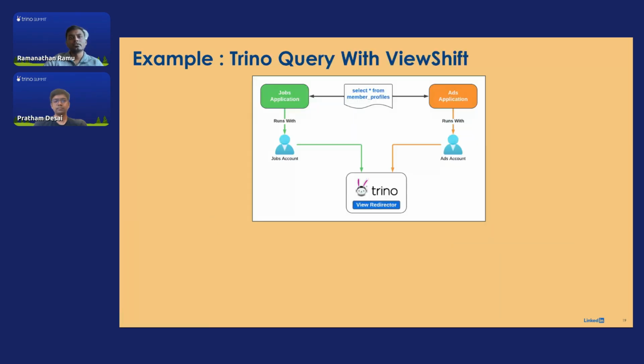So in this example, let's say we have a query, select star from member profiles, that we saw earlier. Now it originates from two different applications, the jobs application and the ads application. The query from the jobs app runs with its own user account, jobs account, while the ads application runs with its account, which let's say is ads account.